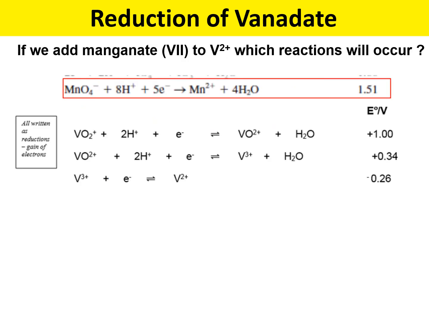Moving on, if we go in the opposite direction and instead of reducing vanadium from +5 to +2, oxidize vanadium from +2 to +5, we can see that if we use the oxidizing agent acidified permanganate, we can oxidize our vanadium 2+ all the way back up to vanadium +5.